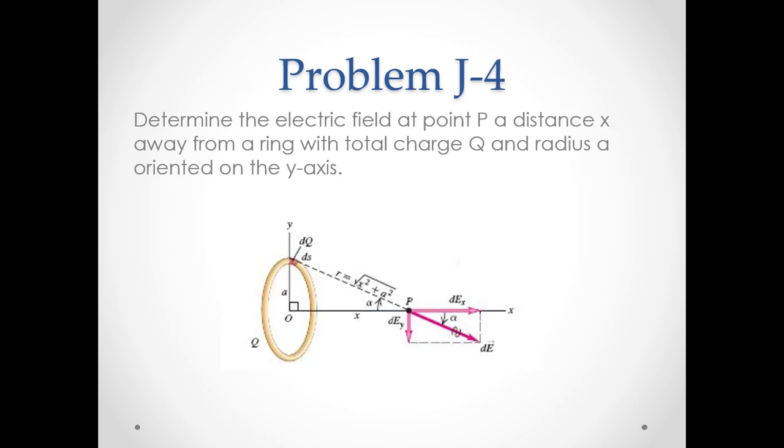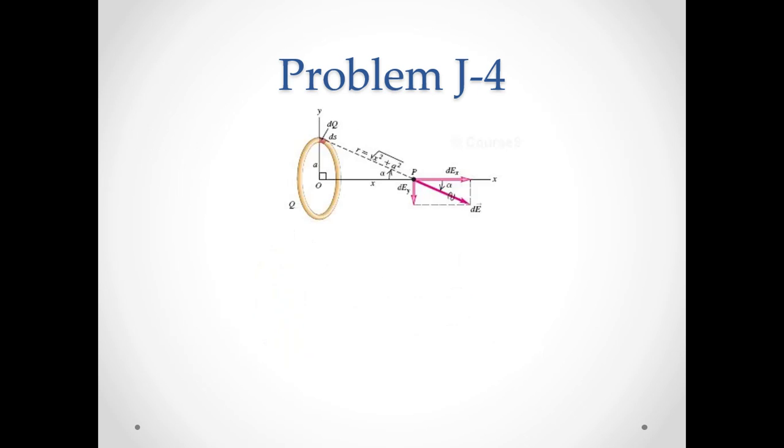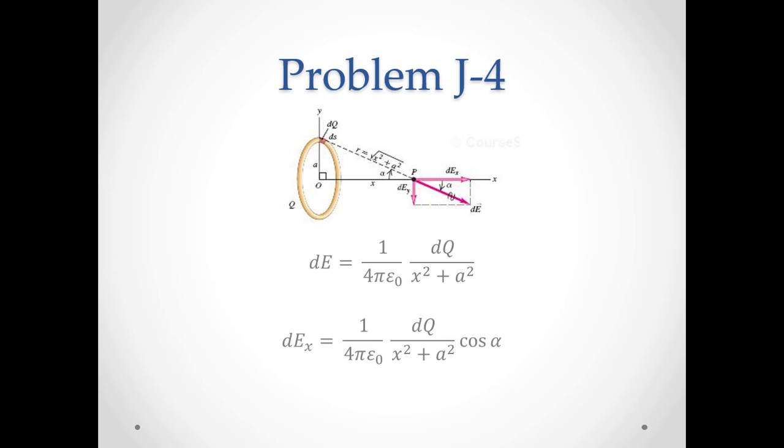Now the next problem that I have is what if we have a ring with a radius a, and I have a point P that's on the x-axis, and the x-axis goes right through the center of the ring, and we want to figure out what is the electric field at point P. Kind of some of the same things happen. We would do dq over x squared plus a squared times 1 over 4 pi epsilon naught. Looks like dE. One thing to point out is that only the x components are going to make a difference. All the y and z components will actually cancel themselves out.